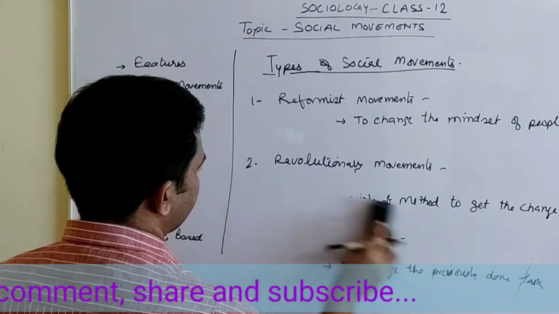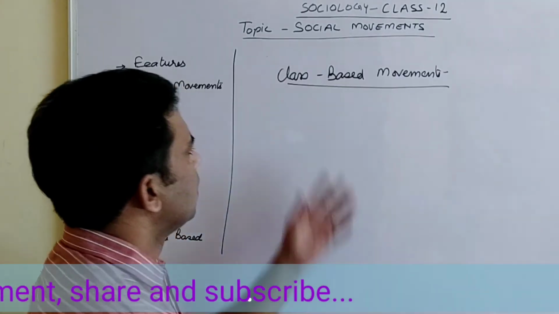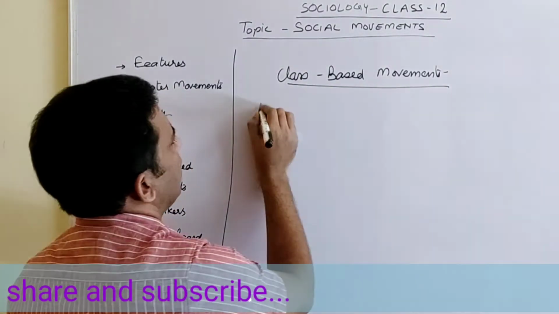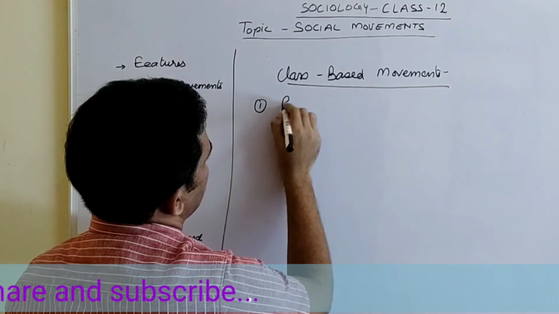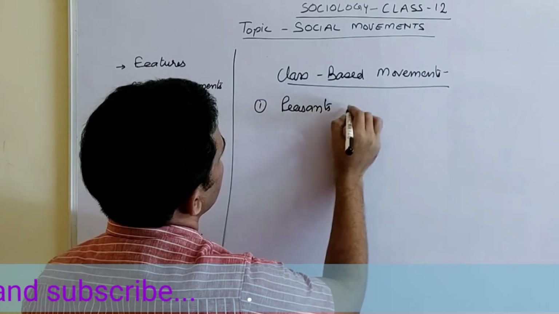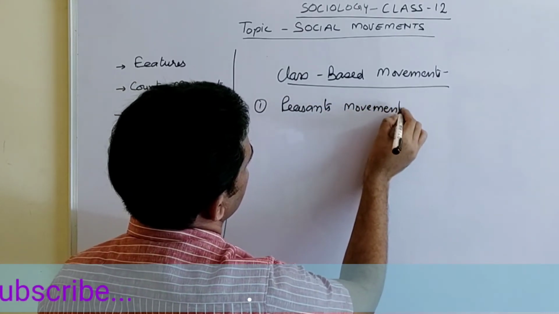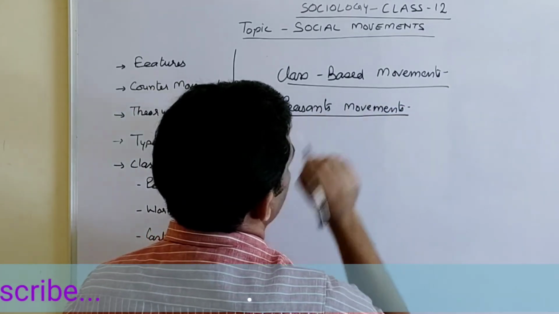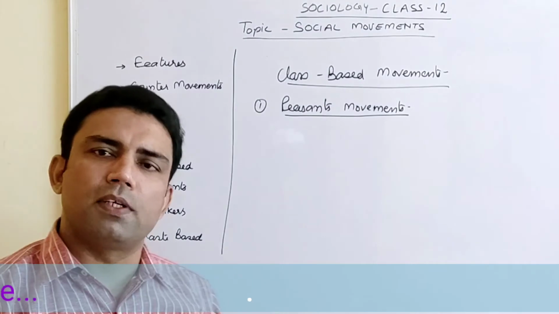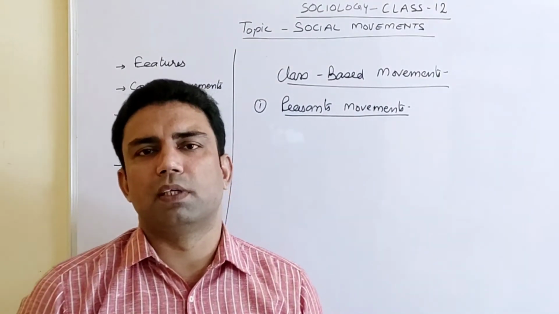Now we have the class-based movements. The class-based movement is basically divided into three parts. The first one is the peasants movement. Peasants are the farmers. These are the farmers of the country, when they were not happy with the policies of the government.